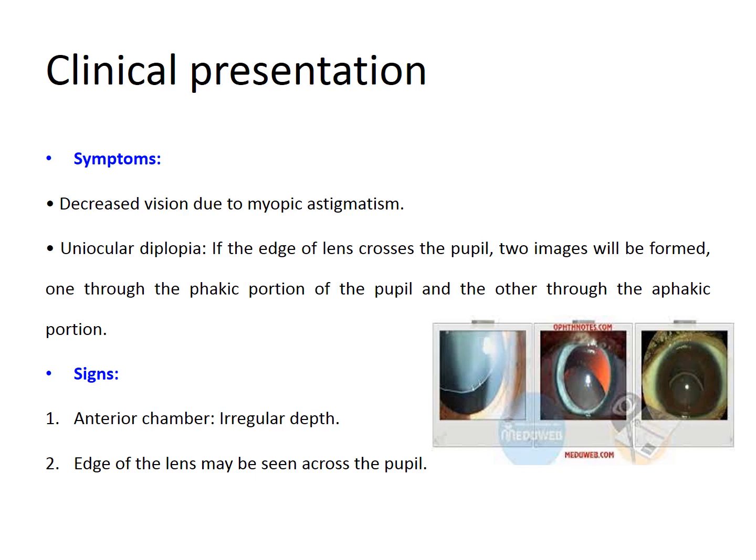How can the patient present? Decreased vision due to myopic astigmatism. Here we have subluxated lenses. The lenses are deviated to one side, and monocular diplopia. What are the signs? The anterior chamber is irregular. Some areas are phakic and the others are aphakic, and the edges of the lens can be seen through the pupil.